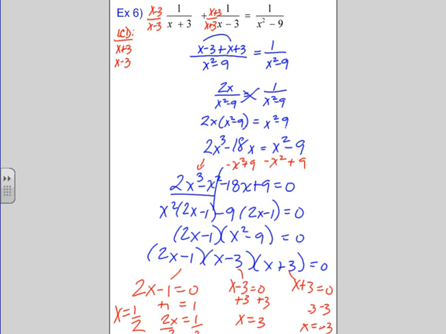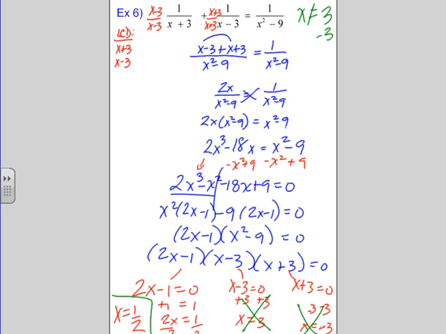So let's go back and take a look. What can x not equal? Well, it cannot equal 3 because 3 minus 3 will be 0. Cannot equal negative 3 because negative 3 plus 3 equals 0. And look, I got 2 of those answers. So I'm going to throw them out and they're extraneous. So the only answer that will work for me is x equals 1/2.